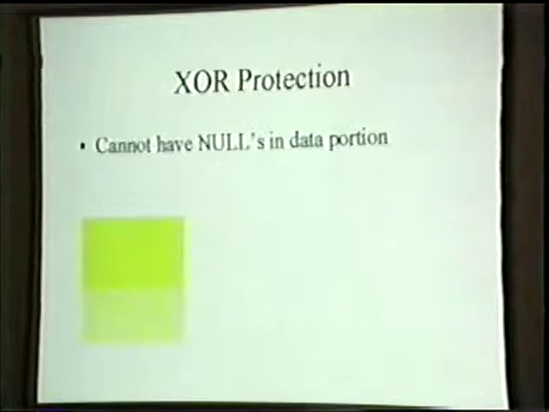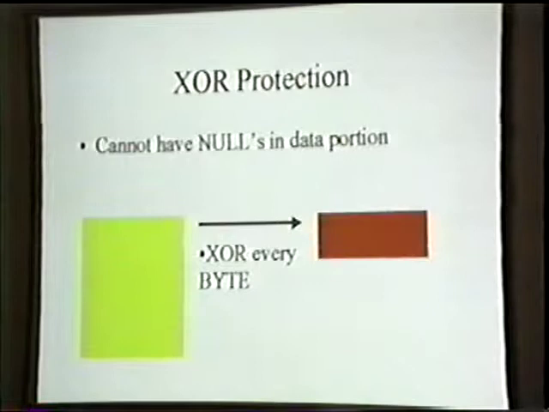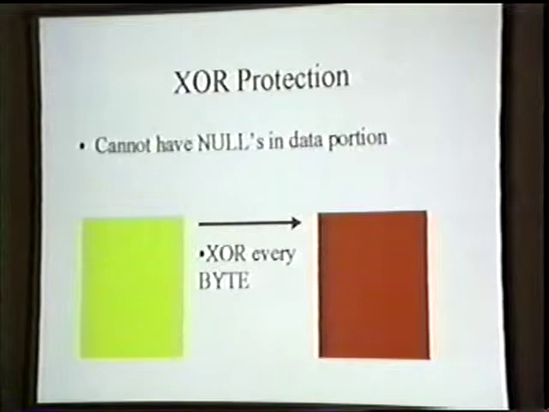Now the XOR protection. My ASCII strings are probably going to have to be null terminated, or maybe I'm storing other things, just numbers, that have zeros in them. So we can't have any nulls in our data portion either, otherwise we're going to cut it off prematurely. So we just XOR every single byte with some value, and now we have this XOR encoded data section. When we're done, we just XOR it again to decode it.